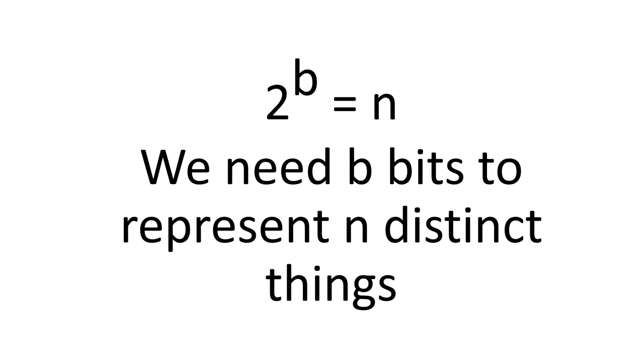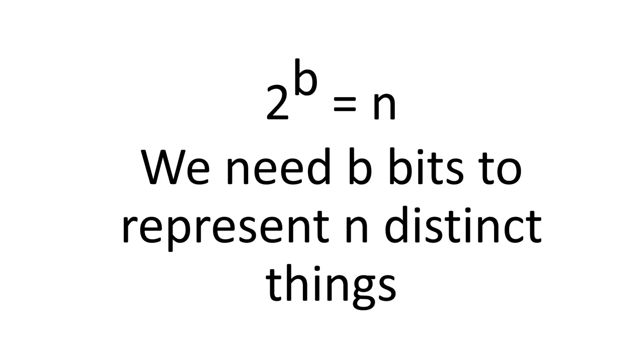Now, some of you may have already realized that if we have 1 bit, we can represent 2 things, and 2 to the power of 1 is 2. If we have 2 bits, we can represent 4 things, and 2 to the power of 2 is 4. And if we have 3 bits, we can represent 8 things, and 2 to the power of 3 is 8. So now I'll show you a slide with the biggest font you'll see throughout the course. The relationship is 2^b = n.